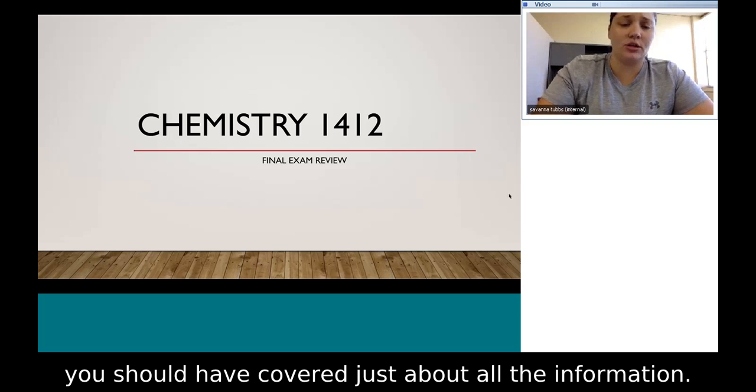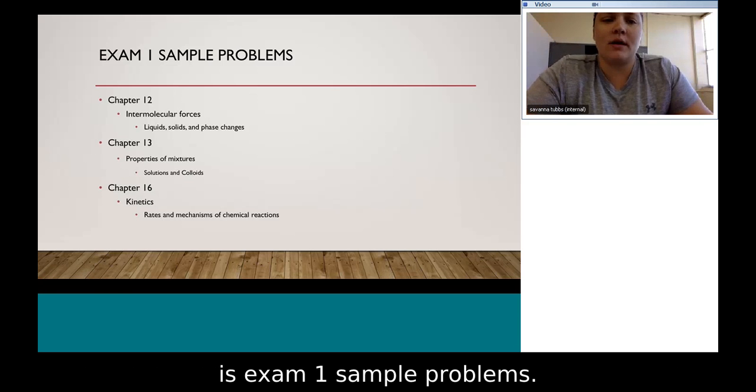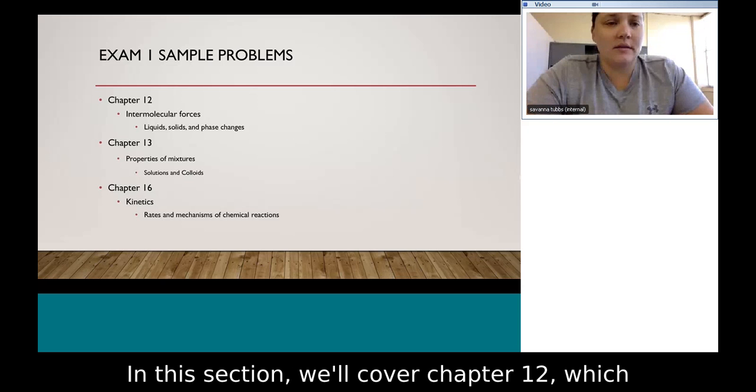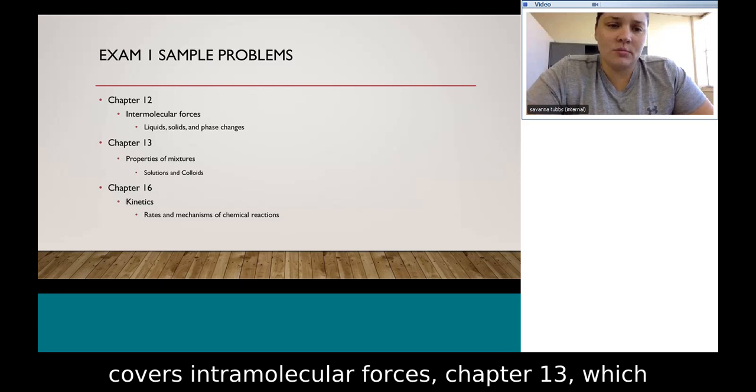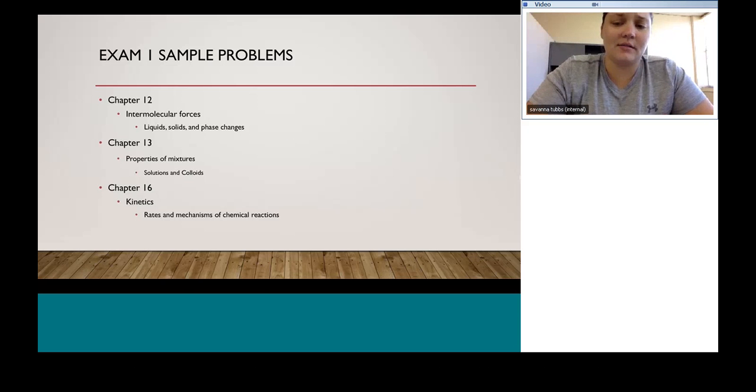all the information. So the first section we're covering is Exam 1 Sample Problems. In this section, we'll cover Chapter 12, which covers intermolecular forces, Chapter 13, which covers properties of mixtures, and Chapter 16, which covers kinetics.